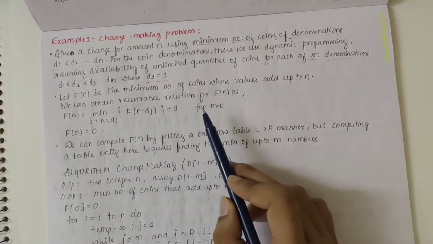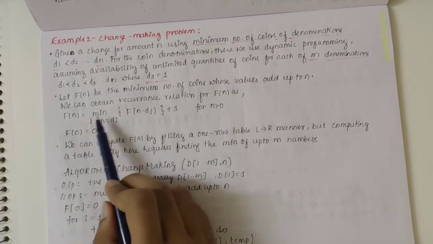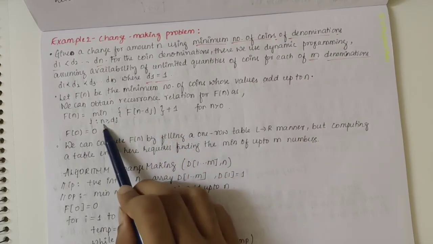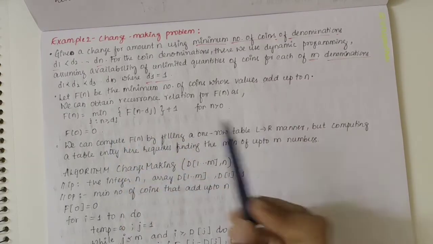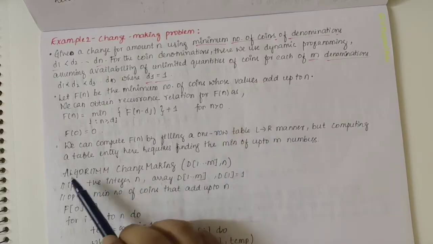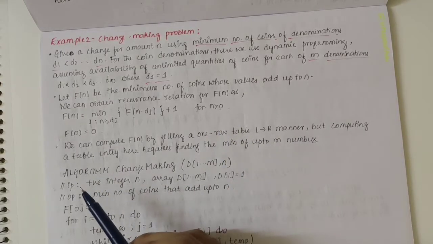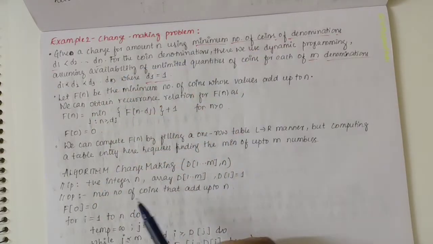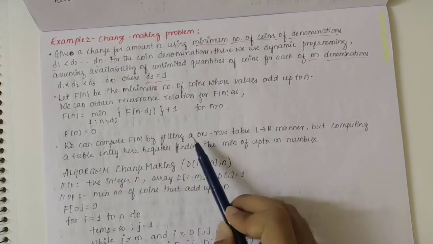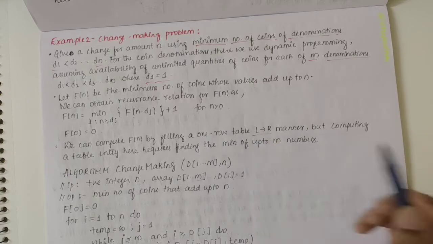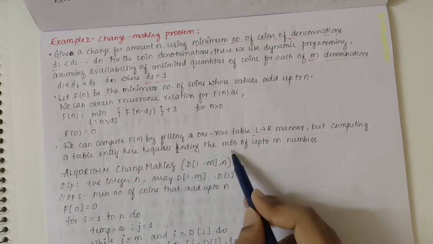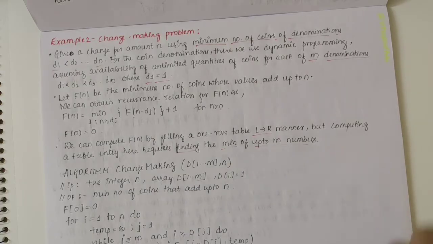Let f of n be the minimum number of coins whose values add up to n. We can obtain the recurrence relation as f of n is equal to the minimum of f of n minus d of j plus 1, where n is greater than or equal to d of j, and n is greater than 0. If n is 0, then we directly take it as 0 itself. So this was about the recurrence relation. We can compute f of n by filling a one-row table from left to right, but computing a table entry may require finding the minimum of up to m numbers.